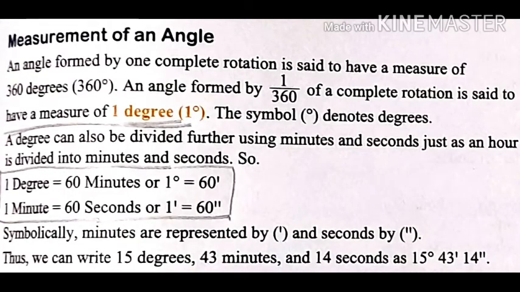Next is the measurement of an angle. The angle formed by one complete rotation in a whole circle is 360 degrees. An angle formed by 1 part of 360 we consider as 1 degree of the angle, and a degree can also be divided further into minutes and seconds, just as an hour. 1 degree is equal to 60 minutes, shown as 1 dash on 60. Then 1 minute is equal to 60 seconds, that is 1 dash on 60 above, double dashes. So that is the representation of degrees, minutes and seconds.